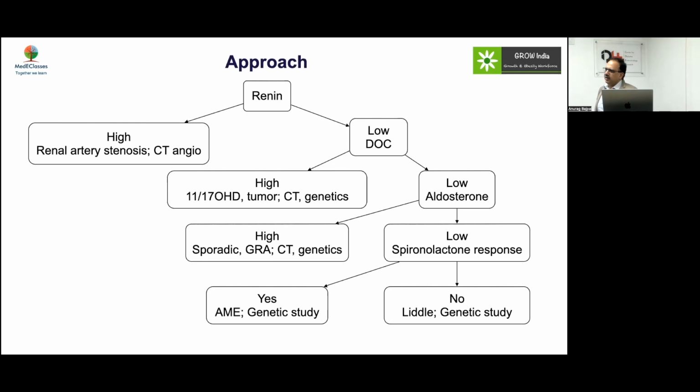High renin, renal artery stenosis. Low renin, high DOC: you get a specific diagnosis, but you will get clues. If there is an XX DSD, think 11. If it's an XY DSD, think of 17. If, however, these are not there and your aldo is high, look for an adrenal tumor. If your aldo is low, look for spironolactone response and you will get the diagnosis.